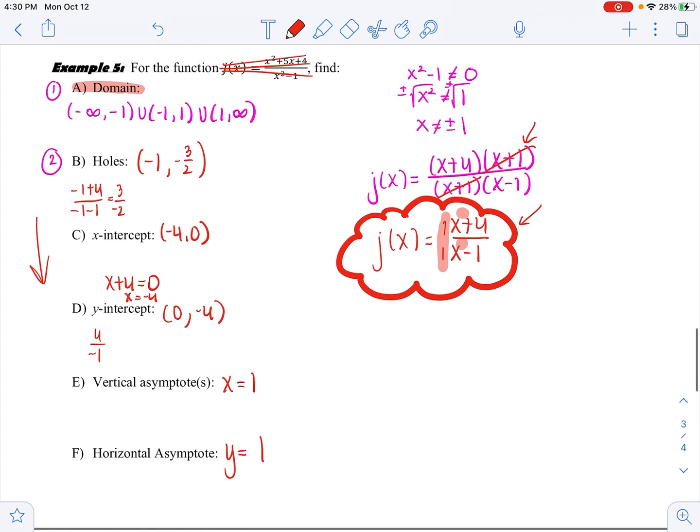Okay, so what we're going to do now is we're going to use this information to actually put this on graph paper.